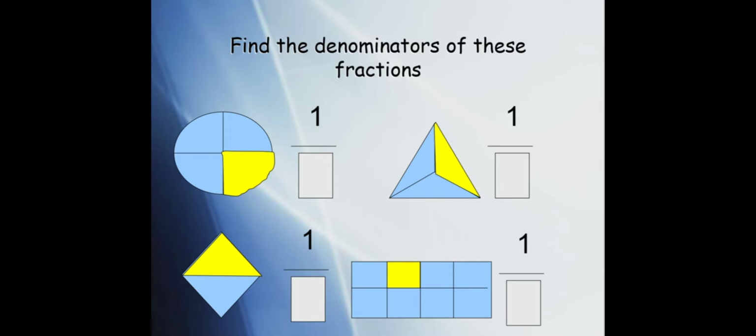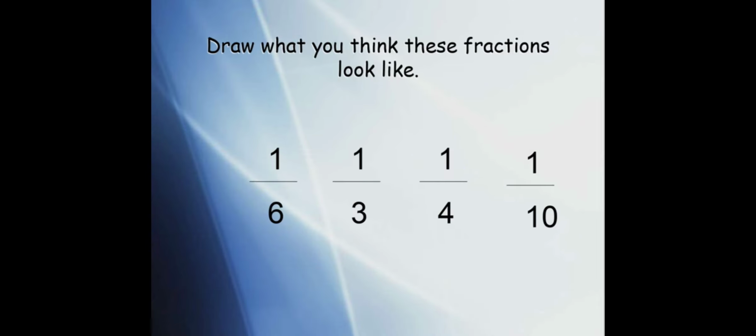Find the denominator of these fractions. Look at these figures and then find the denominators. See, the first one is a circle divided into 4 equal parts. Then the next one is a triangle, which is divided into 3 equal parts. Then the kite shape is divided into 2 equal parts, and then the rectangle is divided into 8 equal parts. The shaded part is yellow, so the fractions are: circle 1 by 4, triangle 1 by 3, then diamond 1 by 2.